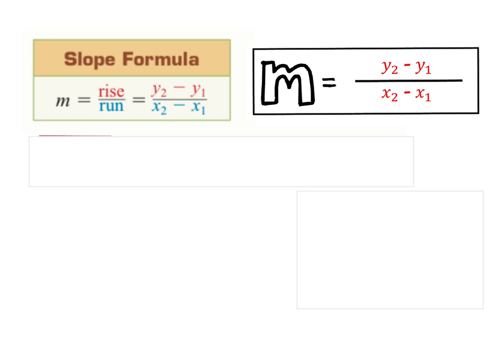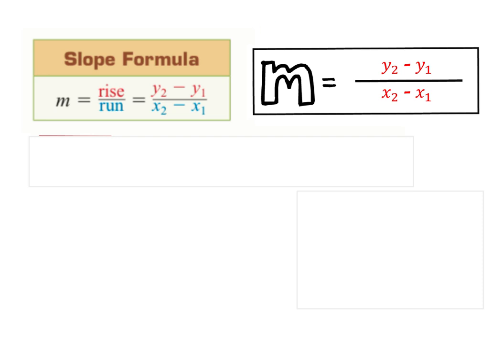Okay, so rise, that's how much you change up and down, that's your y value. Over run, that's how much you change left and right, those are your x values, all right? So on your handout, you have that little space to put that formula. That's a formula you're gonna need. You're gonna use that over and over and over.